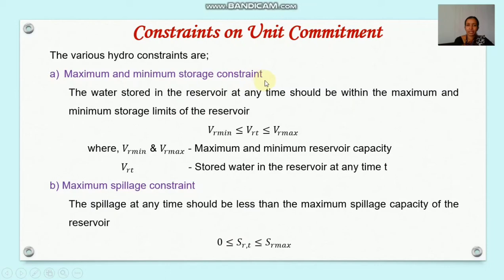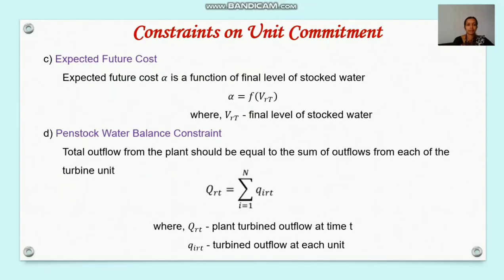So these two constraints, maximum and minimum storage constraint, as the name indicates, the water stored in the reservoir must be within the minimum and maximum storage capacity of the reservoir. And similarly, maximum spillage constraint states that spillage at any instant should be less than the maximum spillage capacity of the reservoir. So now moving on to the third constraint, that is expected future cost.